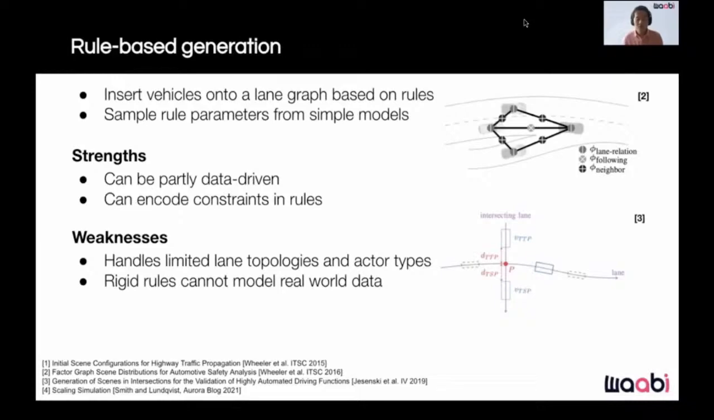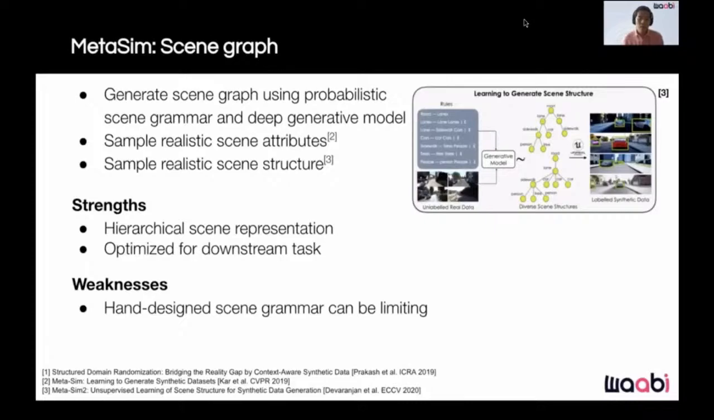diversity of real-world scenes. To better leverage data for traffic scene generation, a more recent line of work marries deep generative modeling with probabilistic scene grammars to generate scene graphs. Here, a scene graph is a hierarchical representation of a scene, where each node is an element in the scene parameterized by some set of attributes. For example, a car would be a child node of a lane node, reflecting the relationship that cars are generally placed on top of lanes. In Meta-Sim, the authors trained a distribution transformer to generate realistic scene attributes, such as vehicle type, color, etc. And in Meta-Sim 2, the authors trained a model to generate the structure of the scene graph as well.